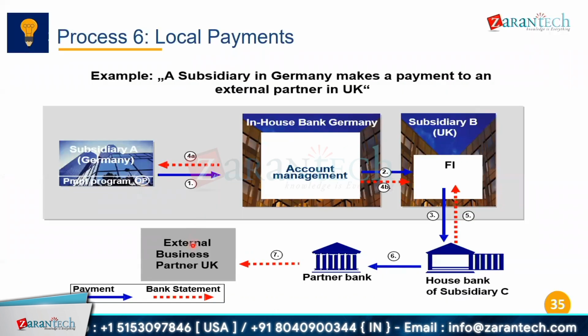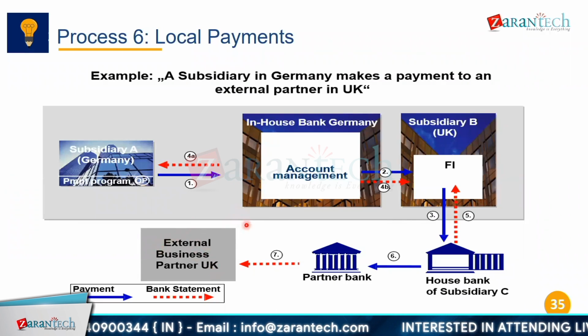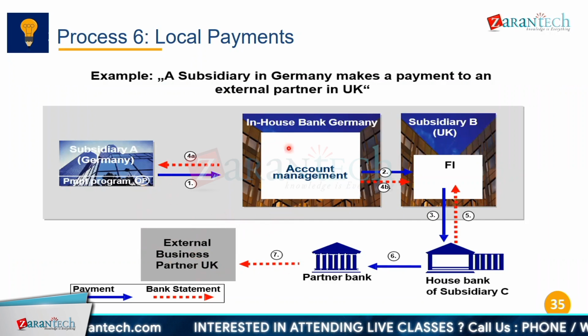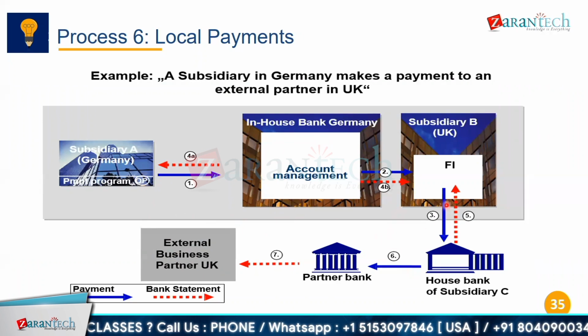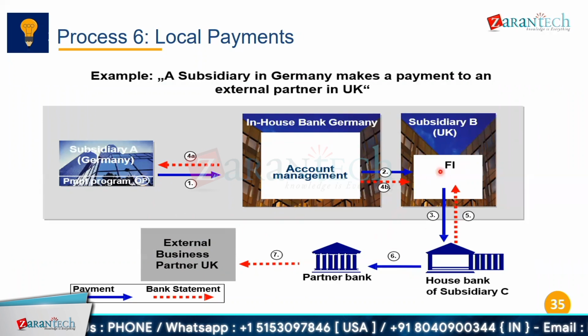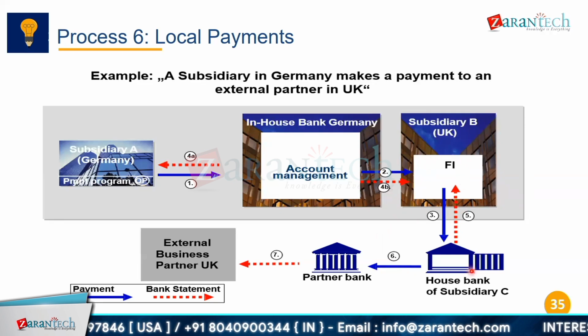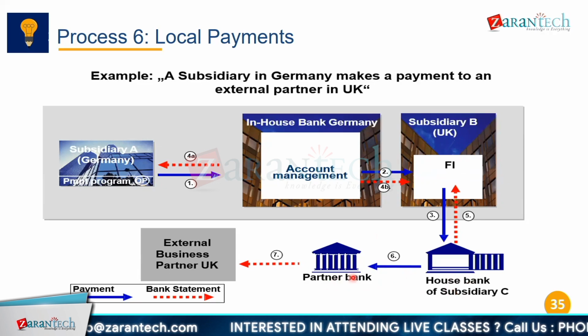So likewise, here it is saying that for the local payment, you can route it through your in-house cash, or if you want, you can directly route it through the subsidiary. You can see here the subsidiary BUK is making payment to the local house bank, the subsidiary partner bank. So that you can decide.